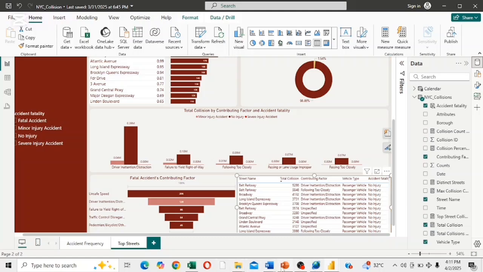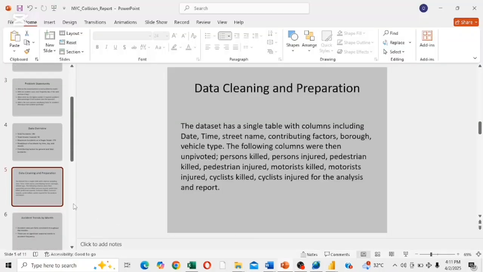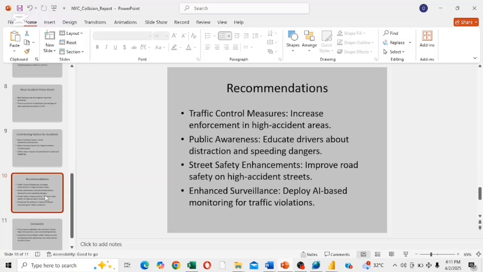So based on this analysis, I'll have some recommendations. I recommend traffic control measures. I should increase enforcement in high accident areas. Then there should be public awareness. Drivers should be educated about distractions and speeding dangers. Then street safety enhancements should be made available so as to improve road safety on high accident streets. Then there should be enhanced surveillance; AI-based monitoring devices for traffic violations can be deployed.